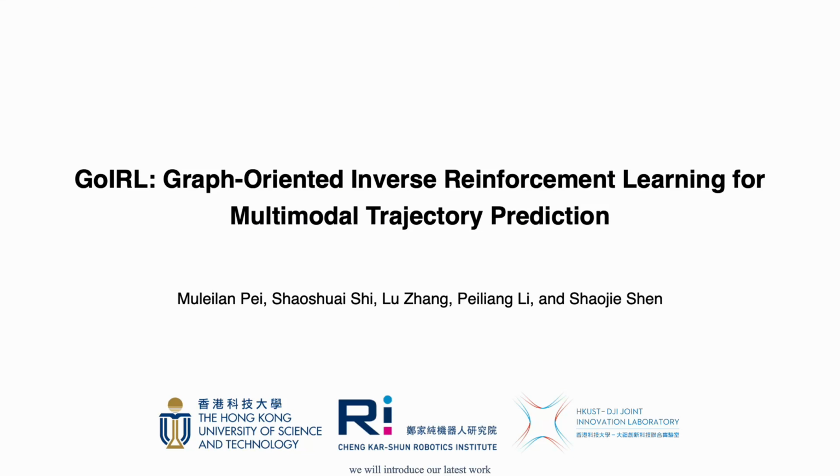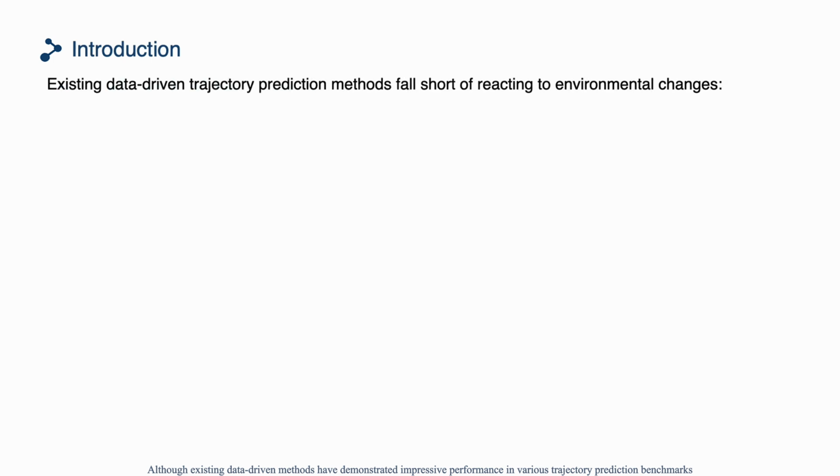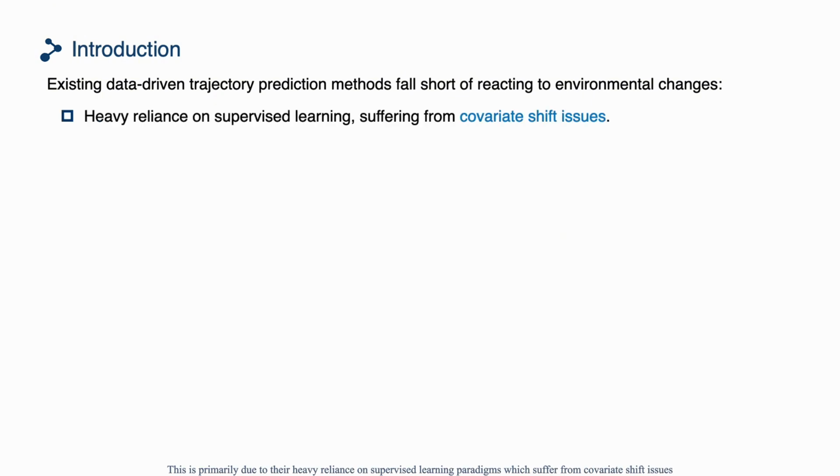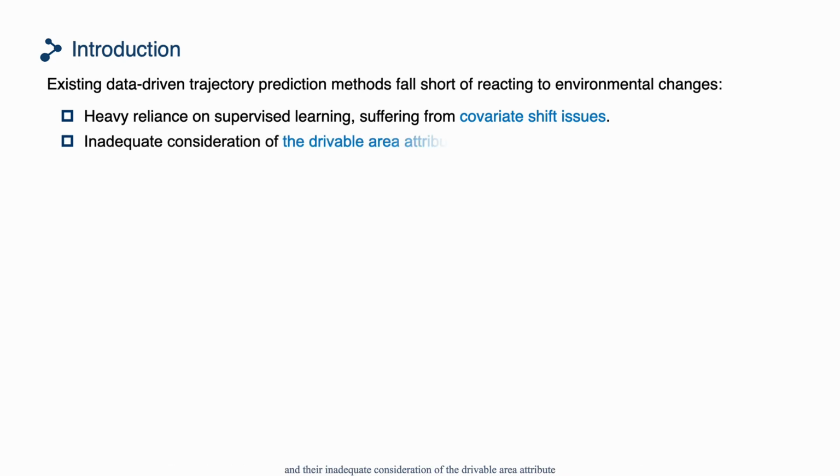In this video, we will introduce our latest work, GoIRL, a graph-oriented inverse reinforcement learning framework for multimodal trajectory prediction. Although existing data-driven methods have demonstrated impressive performance in various trajectory prediction benchmarks, they still face limitations in effectively reacting to environmental changes. This is primarily due to their heavy reliance on supervised learning paradigms which suffer from covariate shift issues, and their inadequate consideration of the drivable area attribute.